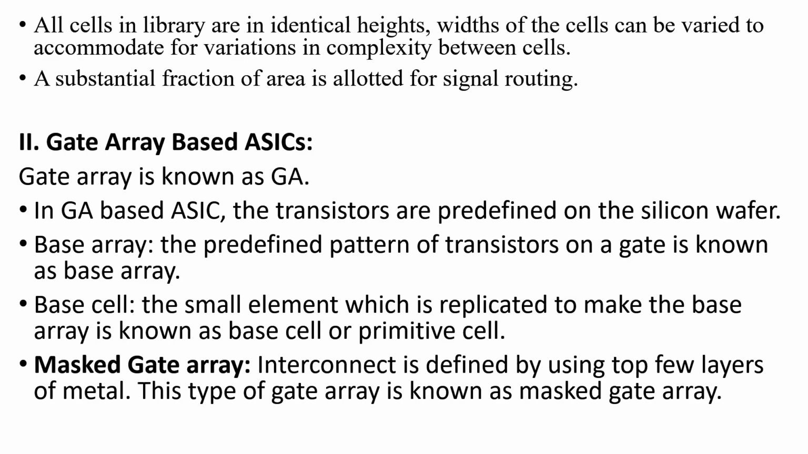Gate array based ASICs. In gate array based ASIC, the transistors are predefined on the silicon wafer. Here we have base array, which is nothing but the predefined pattern of the transistors on a gate. And the base cell is the smallest element which is replicated to make the base array, which is also called the primitive cell. Masked gate array. Interconnect is defined by using the top few layers of the metal. This type of gate array is known as masked gate array.